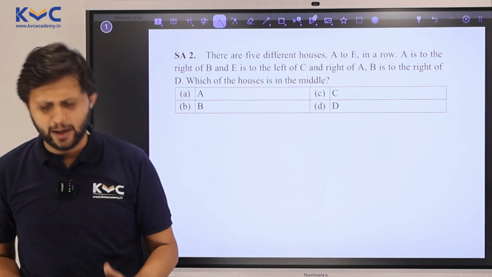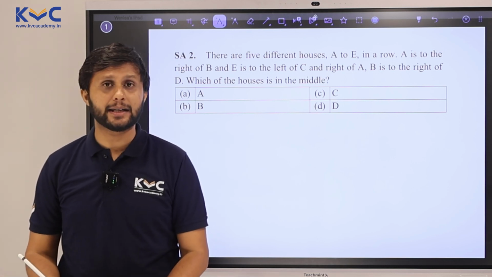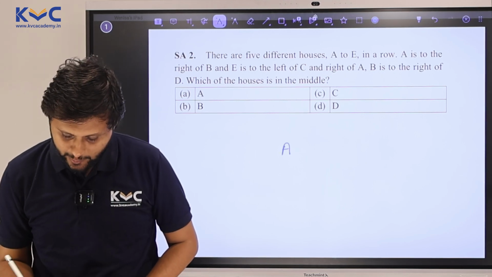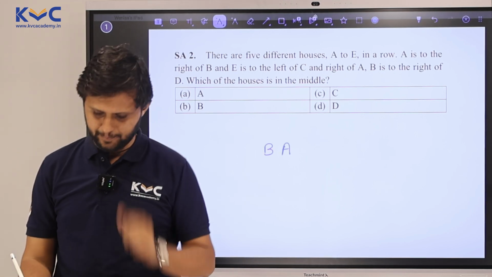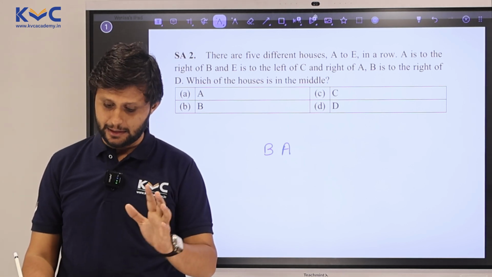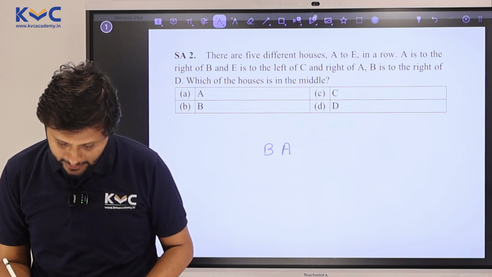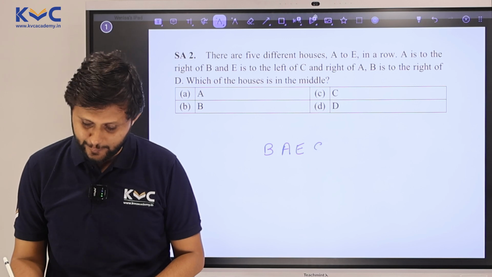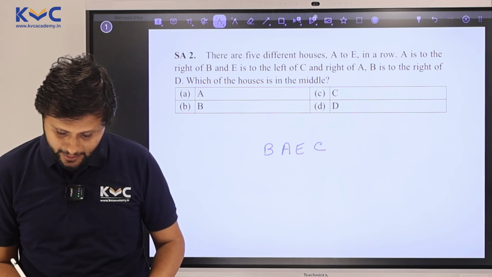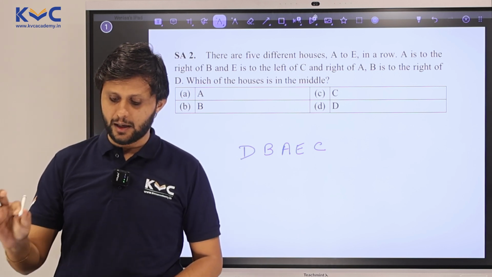There are 5 different houses, A to E. Again, something very similar. A is to the right of B. Okay. E is to the left of C and right of A. B is to the right of D. B is on the right side of D. Which of the houses is in the middle?